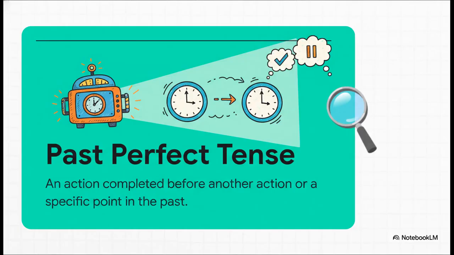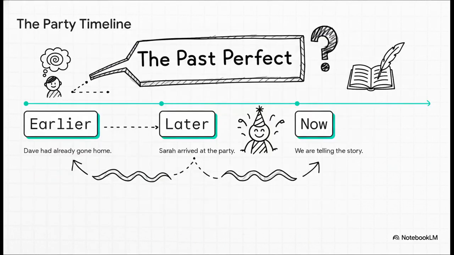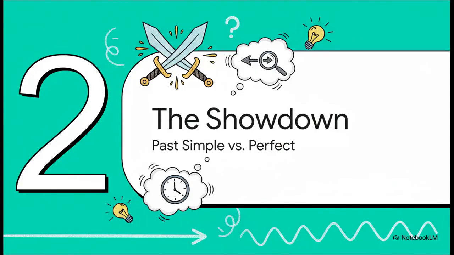So what's its job? What does it actually do? Well, its one and only mission is to send a crystal clear signal that an action was already finished before another past action even started. It's that time machine that lets you say, whoa, hold on, before this happened, something else had already happened. And this timeline shows it perfectly. Let's use this example. When Sarah arrived at the party, Dave had already gone home. Look at the timeline. First, way back in the past, Dave went home. Then, a little later, but still in the past, Sarah arrived. The past perfect, that had gone, makes that sequence of events absolutely undeniable. No confusion.